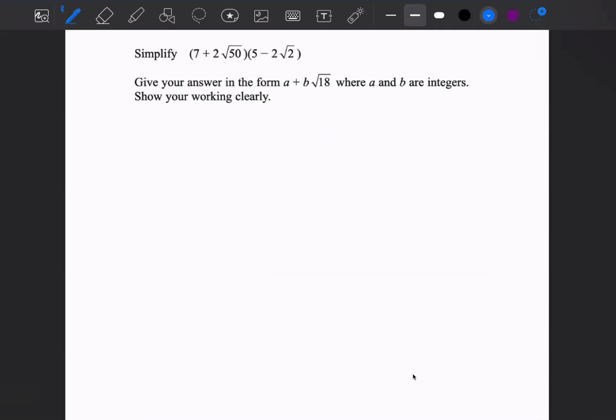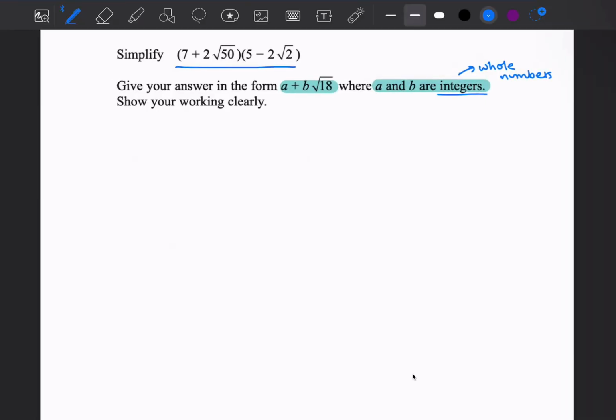So here it says they want us to simplify 2 brackets and they want their answer in a specific form, a plus b root 18, where a and b are integers. So integers basically means whole numbers. That's what we're after. And we've been given this bit to start from, that we're going to start by expanding. So we'll start off by writing this out.